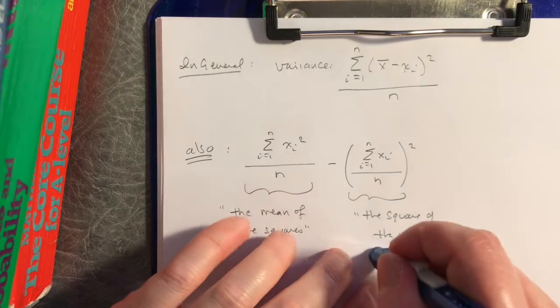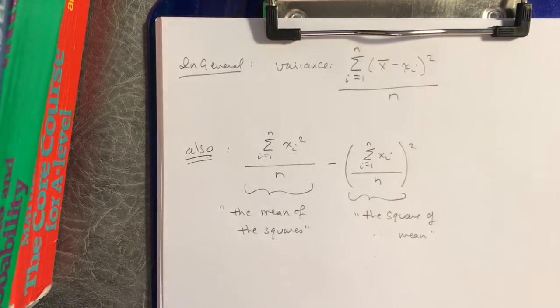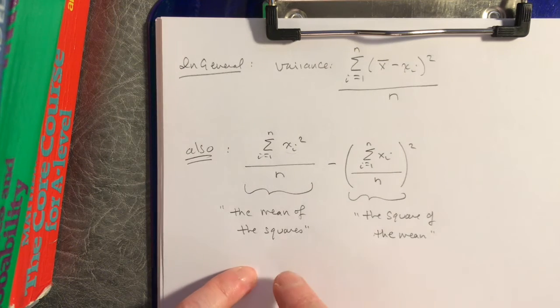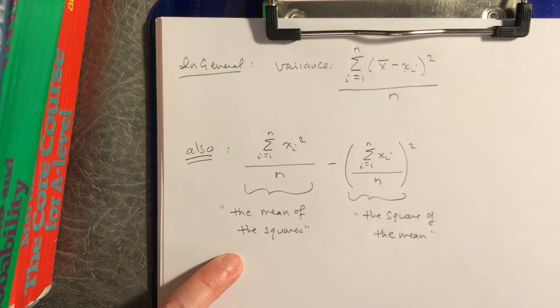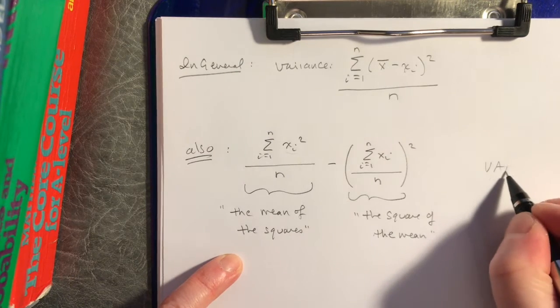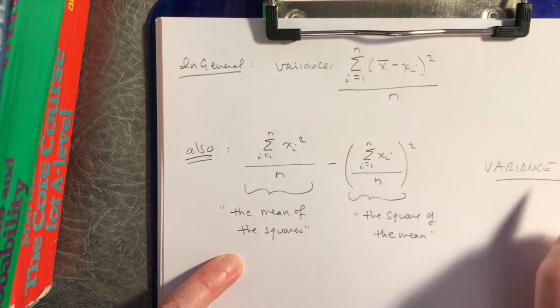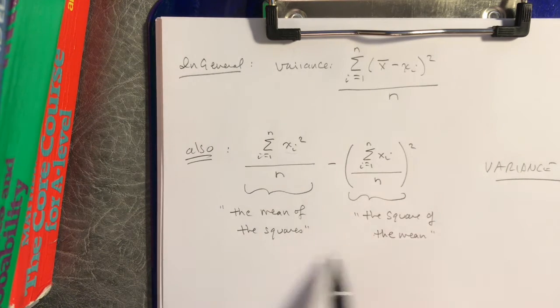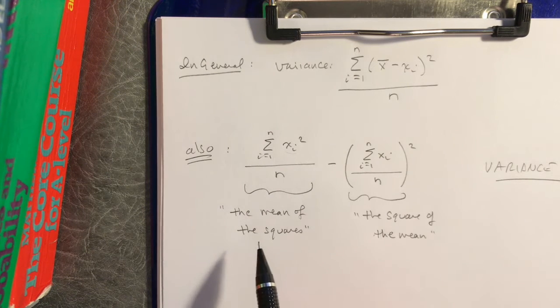Write it so you can read it. The square of the mean. And I remember this phrase because it has a really nice rhythm to it: the mean of the squares minus the square of the mean. And that's what variance is. This pattern is used in probability distribution world, so it's worth getting comfortable with it now.